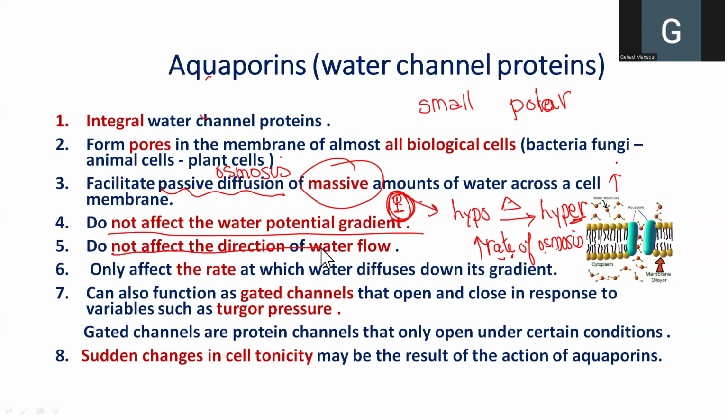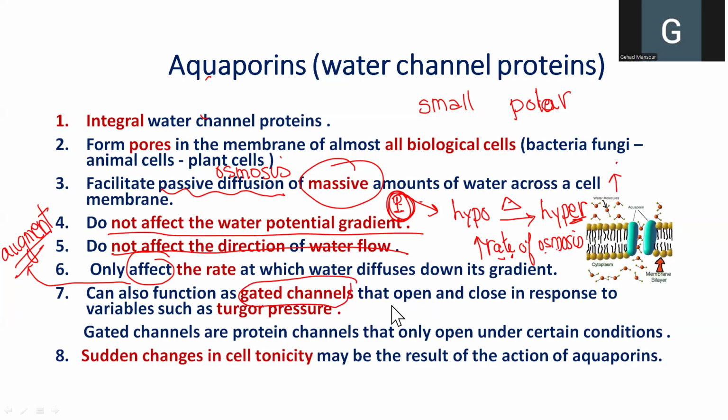Similarly, they will not affect the direction of water flow, meaning that water will always flow from a hypotonic solution to a hypertonic solution. But they will only affect the rate at which water diffuses down the normal concentration gradient. And actually, instead of saying affect, we can say augment or increase, because they always increase the rate when they are open. We can consider them as gated channels.